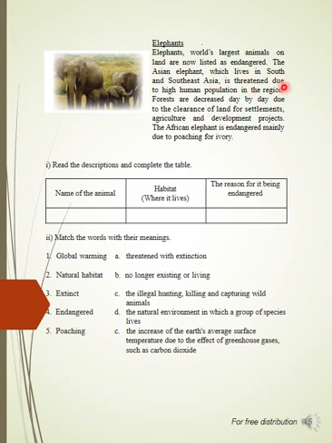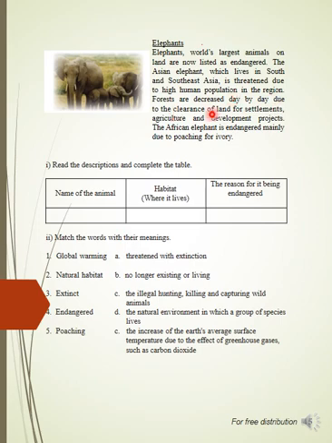Forests are decreasing day by day due to the clearance of land for settlements. It means deforestation is high due to the increasing population and its settlements, agriculture and development projects. Now they have given reasons for the endangerment of elephants, or we can understand how elephants are threatened. The first is the clearance of land for settlements, the second is the high density of population, the third is agricultural activities, and the fourth is development projects.